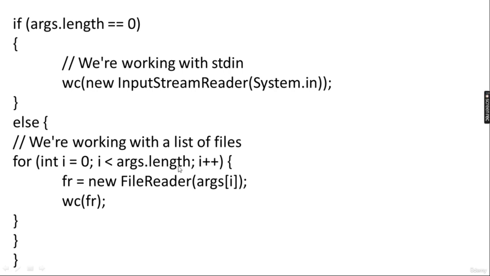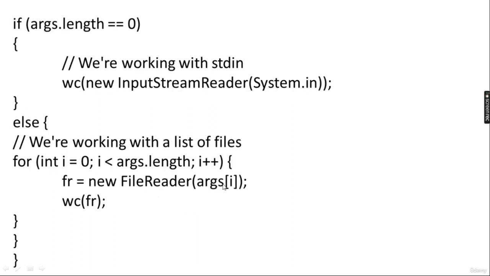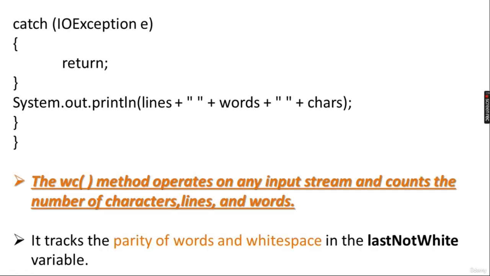Okay. So for i less than args.length, we have the FileReader object, new FileReader(args[i]). For every FileReader, we call wordCount(fileReader). So we will count the words of each and every file provided as a variable number of arguments to public static void main(String[] args). Okay, and then return.